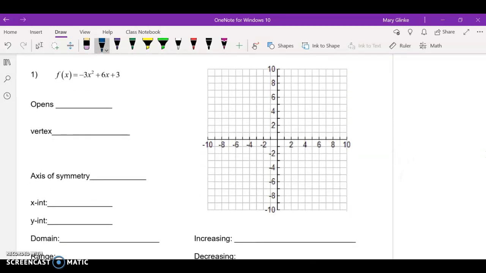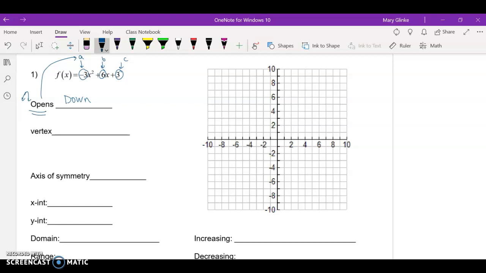So we are going to find our vertex and the way it opens and our axis of symmetry, all based off of your A, B, and C. So your A value is -3, your B value is 6, and your C value is 3. So it opens all depends on your A value. Since A is negative, that means it's going to open down.